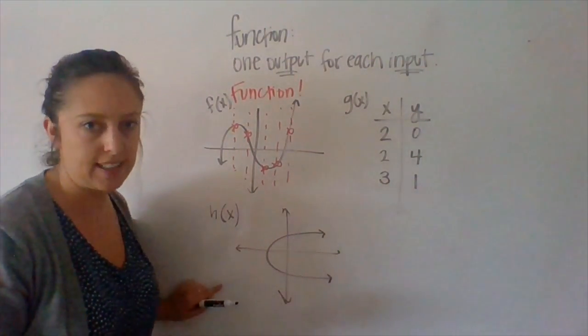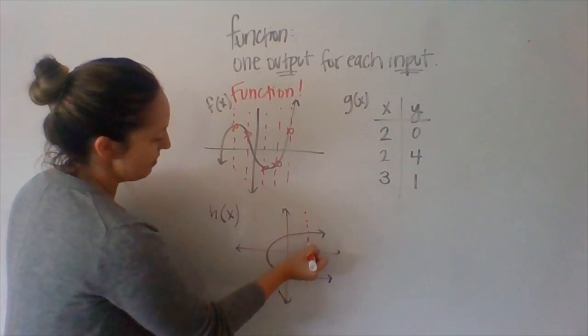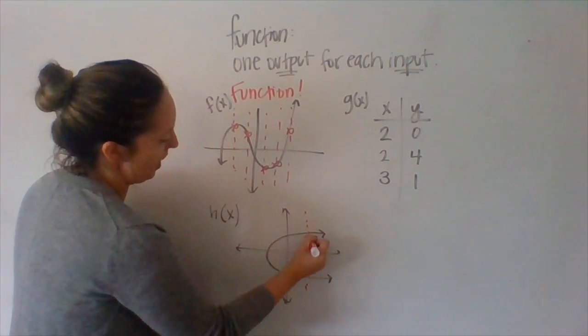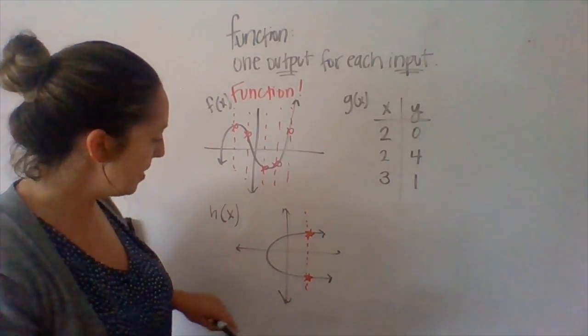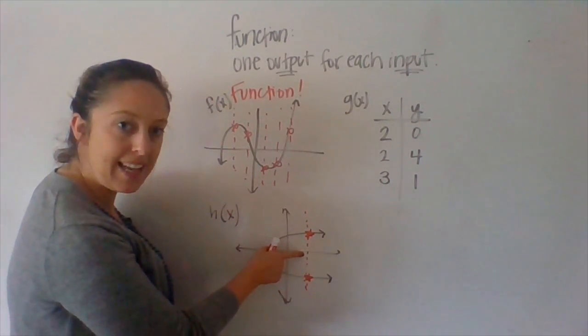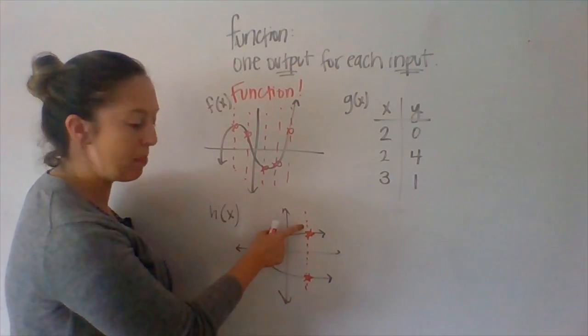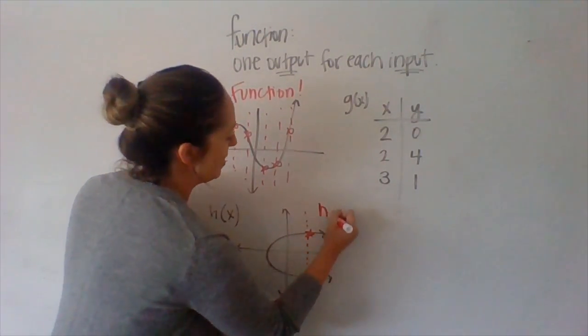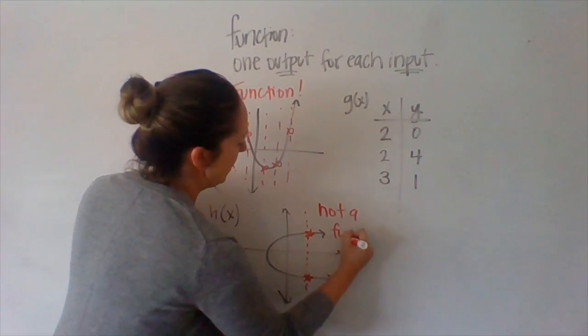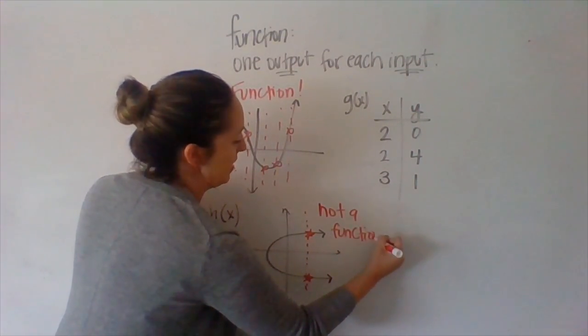Let's look at h of x down here. H of x, if I draw my vertical line, look what happens. Uh-oh. I hit twice. That means that at whatever x value this is, it's having two outputs. An output up here and an output down here. That is not okay. So this is not a function because it failed the vertical line test.